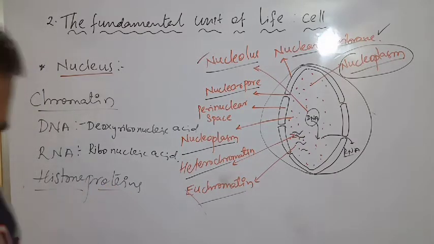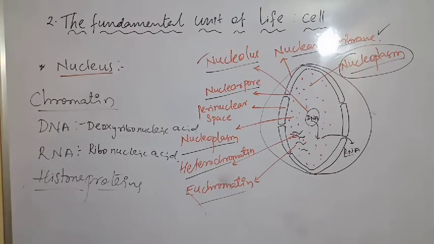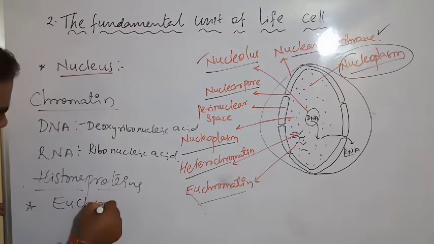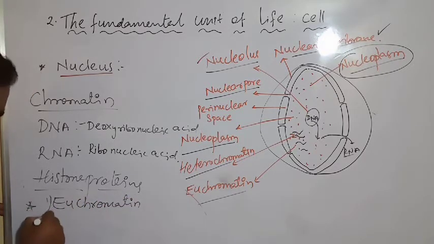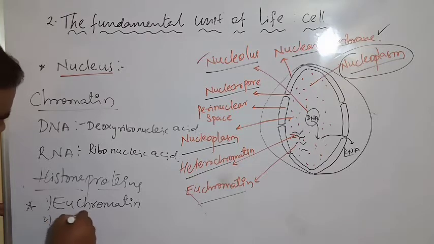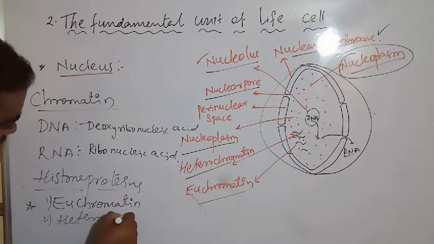What is the function of histone proteins? Non-histone proteins are highly alkaline and exist during the resting stage of the cell. There are two types: euchromatin and heterochromatin. See, here is euchromatin and heterochromatin.